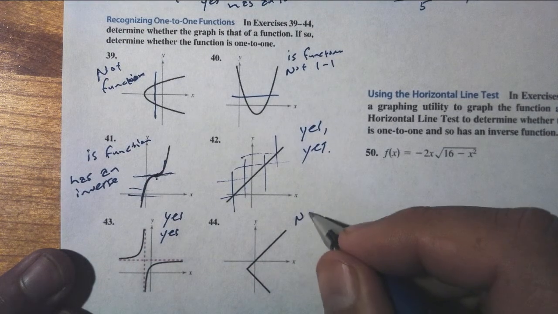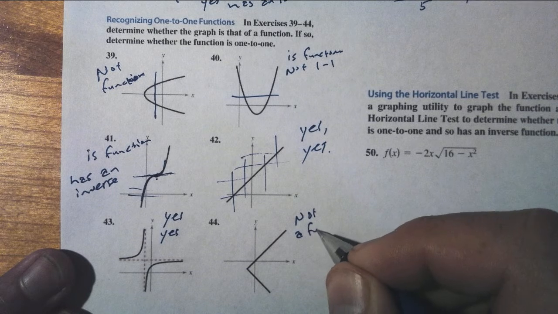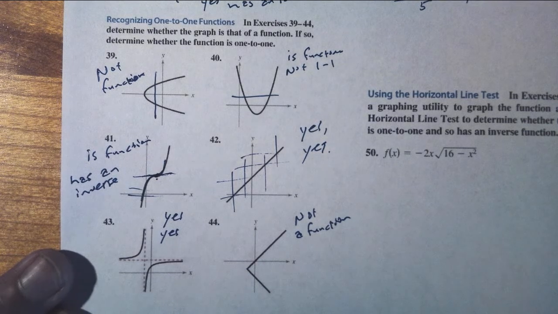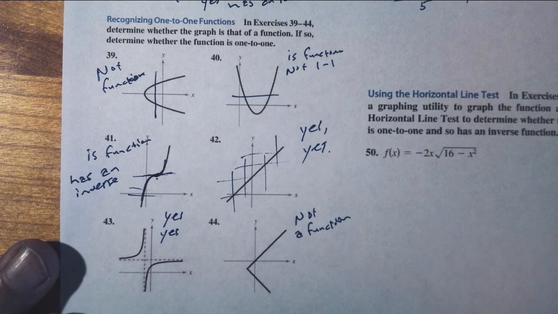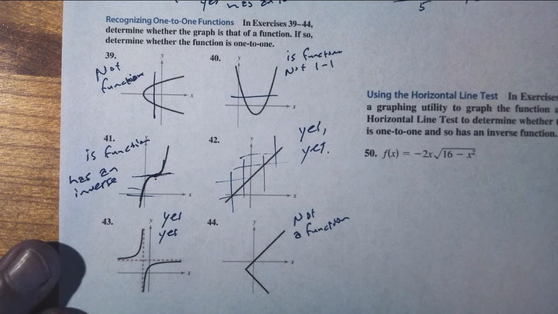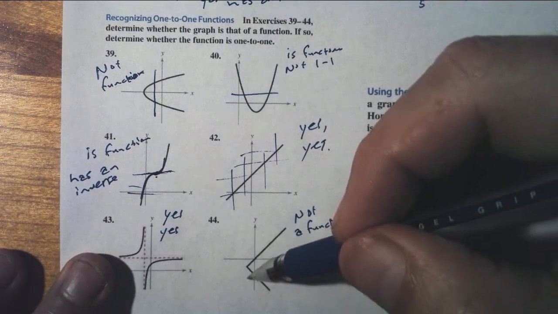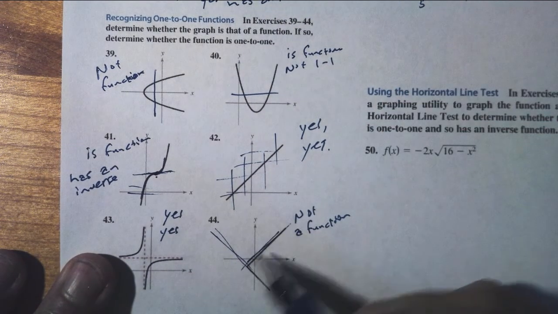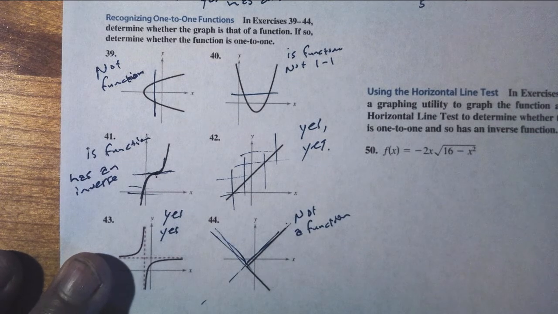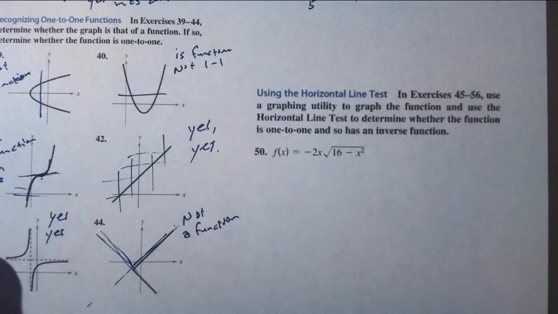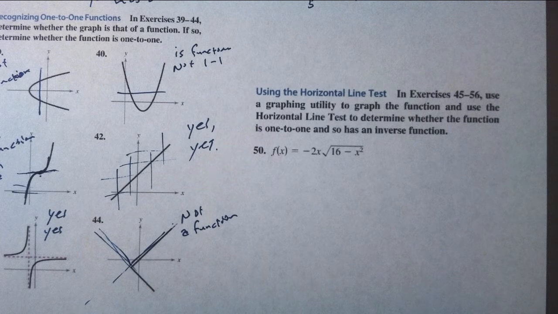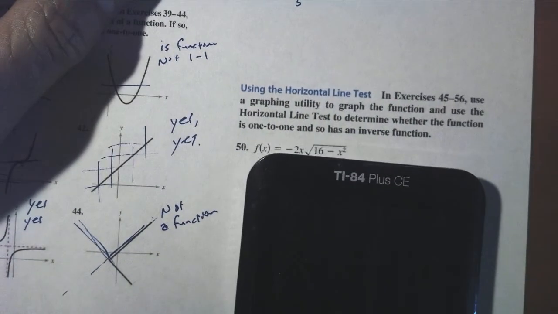44 is not a function. As it turns out, its inverse would be a function if we could find the inverse of it, if we could just replace all x's with all y's, and it would actually look something like that, reflection over y equals x. Okay, and number 50, I'm going to split this into two different videos. This is a longer section. In exercises 45 to 56, use a graphing calculator to graph the function and use the horizontal line test to determine whether a function is 1 to 1. So we'll take a look at that.